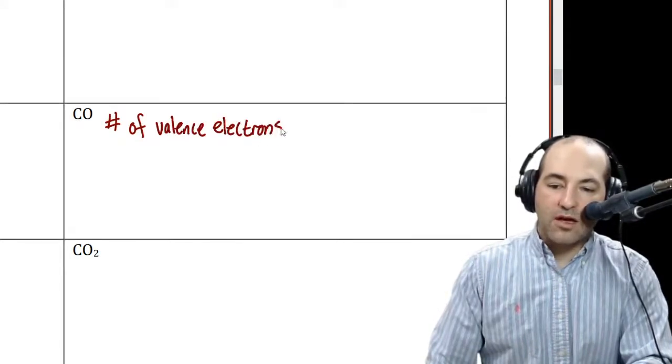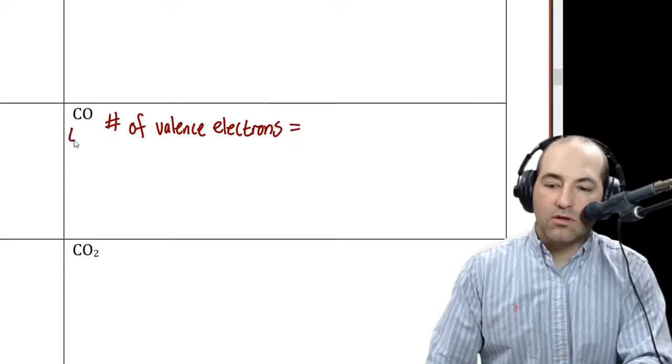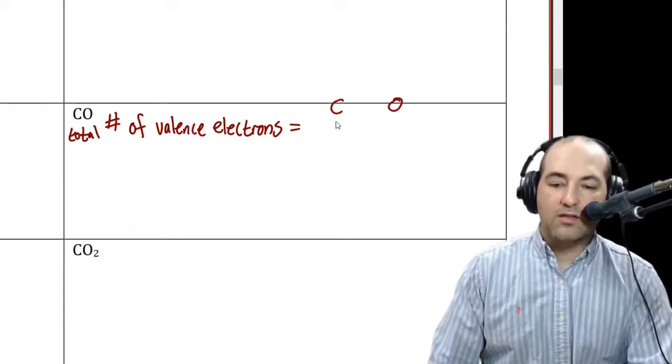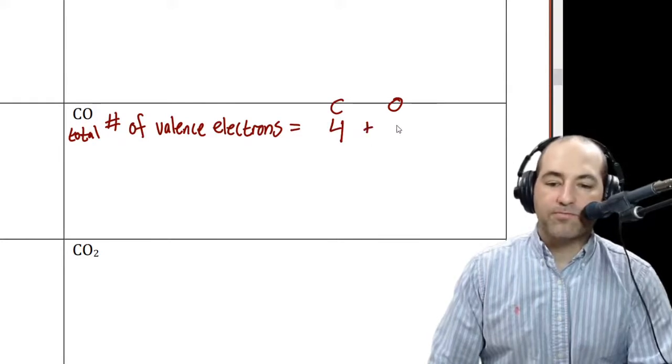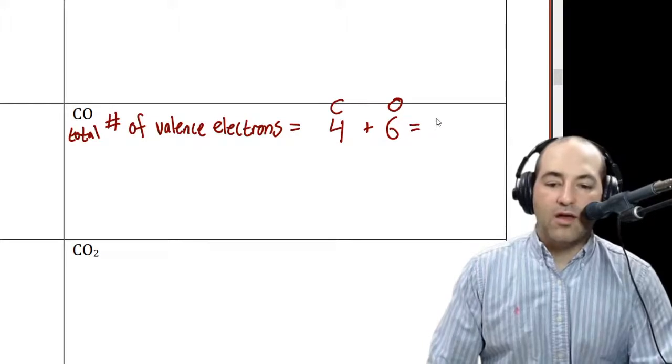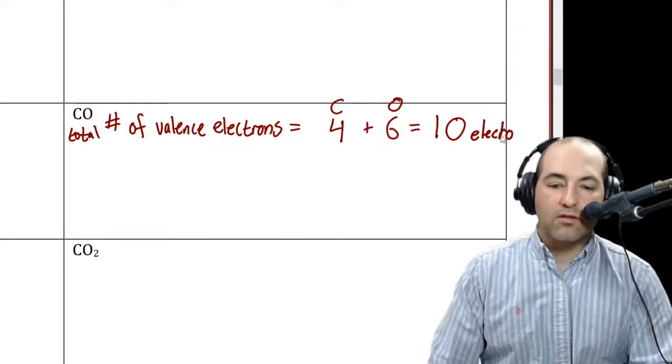To go beyond the dots, we need to first still figure out the number of valence electrons, and we're going to make a total of all the compounds. So we've got carbon and we've got oxygen. Carbon, we can look at the periodic table and see that it has 4 valence electrons. And oxygen, we can look at the periodic table and see that it has 6 valence electrons. And that means that we have a total number of 10 electrons to work with.